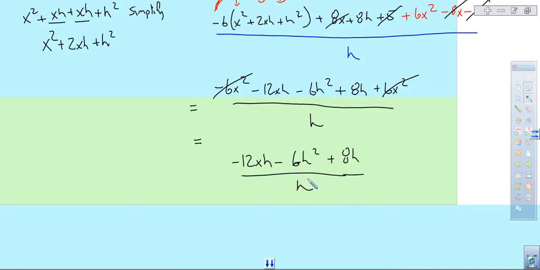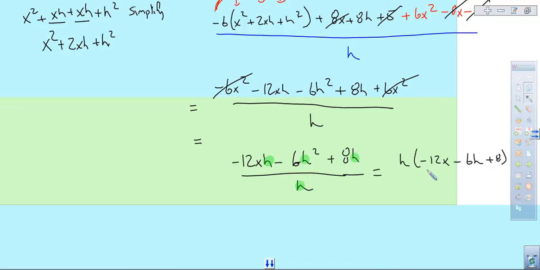Now this guy has a common factor. If you notice, all of these guys on top have an h in them. h, h, h, and there's an h on the bottom. So a couple things. Obviously you can kind of mentally see this and cancel it. You can also factor an h out of the top. So if you just want to cancel it mentally, you can. But I'm just rewriting it so we can see.